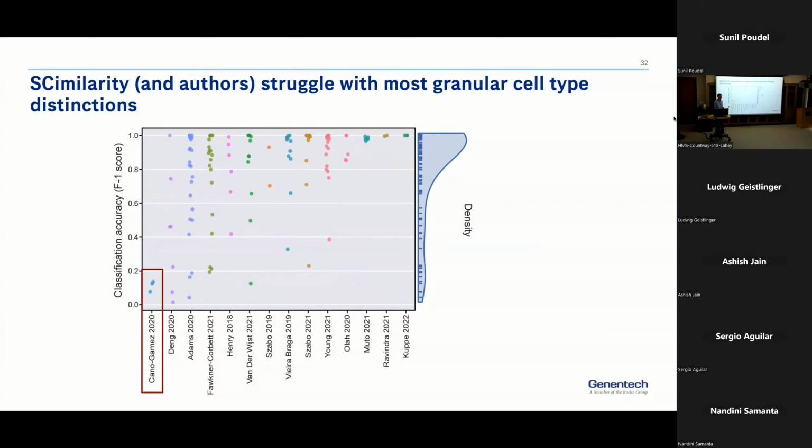Yeah. What are the dots? Each dot is one cell population. So that would be one author label. And I'm quantifying how well we're classifying that cell type class. So these classes are very tough to distinguish, and we don't do such a great job on them.